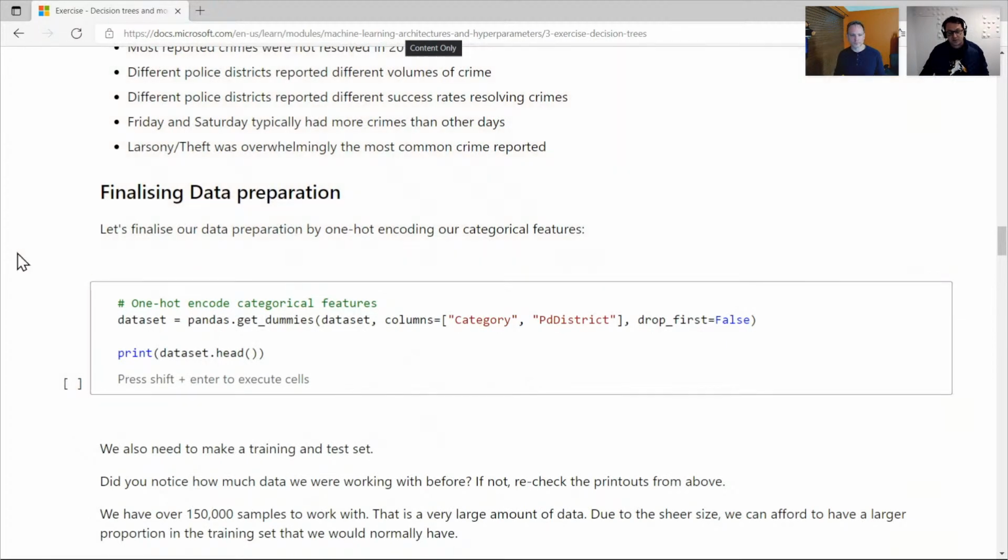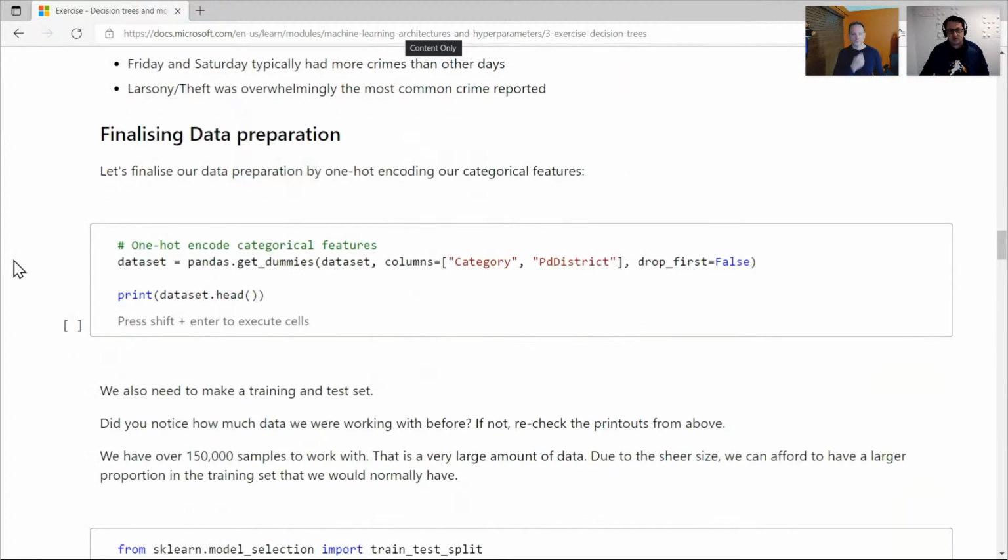So one of the things we want to do for the next step is to actually prepare our data for use. At the moment, we've got categorical data with things like the category of crime and also the district it was in. For those that are presented as strings, we want to convert those into one-hot vectors. For every value in a particular column, we want to make a new column instead that's just a binary classifier, like 0 or 1.